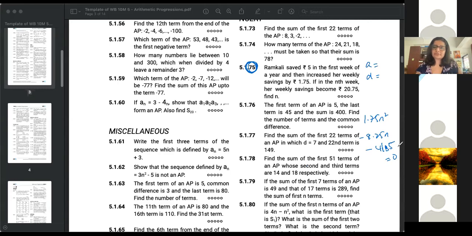Wait, you're not given AN. You're given SN here. It increased her weekly savings by 1.75. So A starts with 5, then every week it keeps increasing by 1.75. So 6.75, then plus 1.75. So common difference is 1.75. So after a few weeks, her savings are 20.75. So this is SN, not AN.